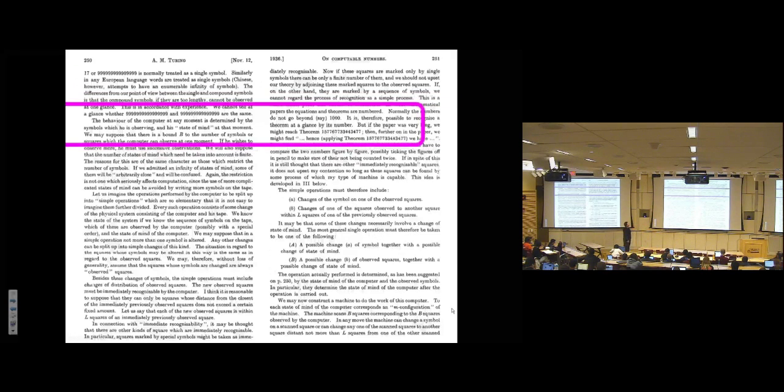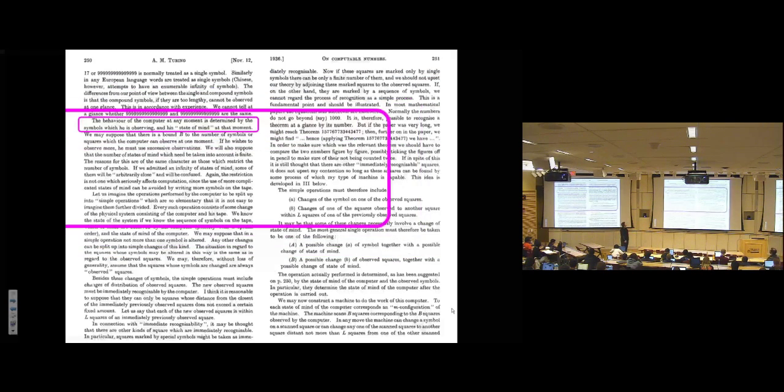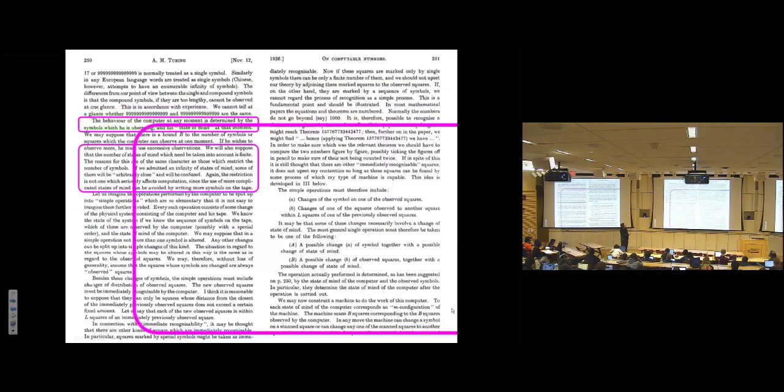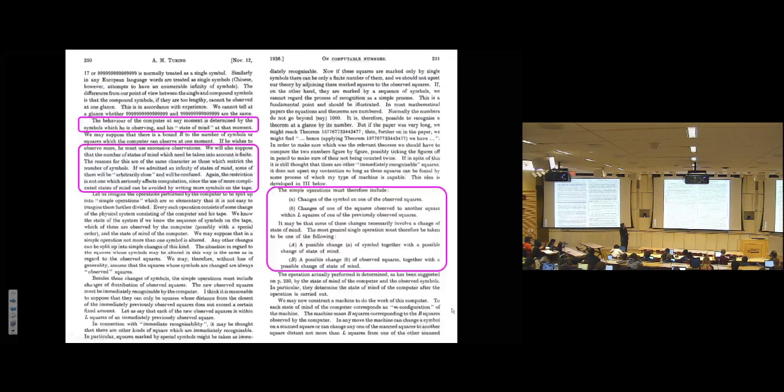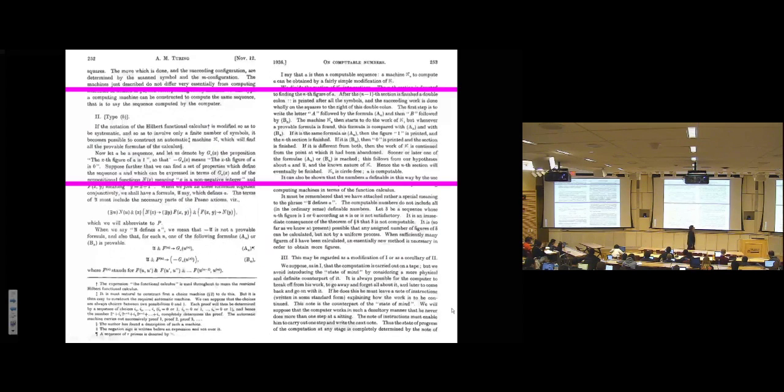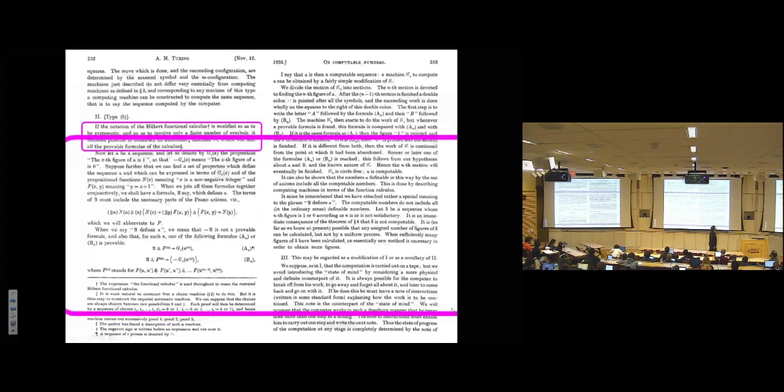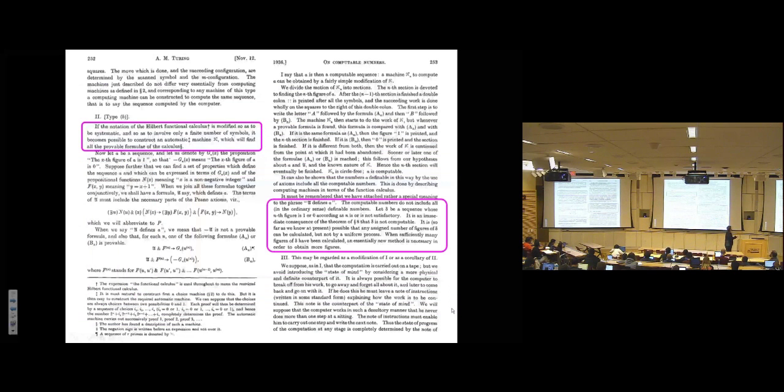And we're almost at the end of the paper soon. It talks about the behavior of a computer at any moment being determined by the symbols that it is observing and its state of mind. He talks about states, or state of mind, right? What state the machine is in as it changes from state to state, as it observes characters on the tape and changes states accordingly and does computation as it goes. And he talks about Hilbert's functional calculus. Again, Hilbert shows up. Remember I told you Turing considered Hilbert one of his heroes, right?